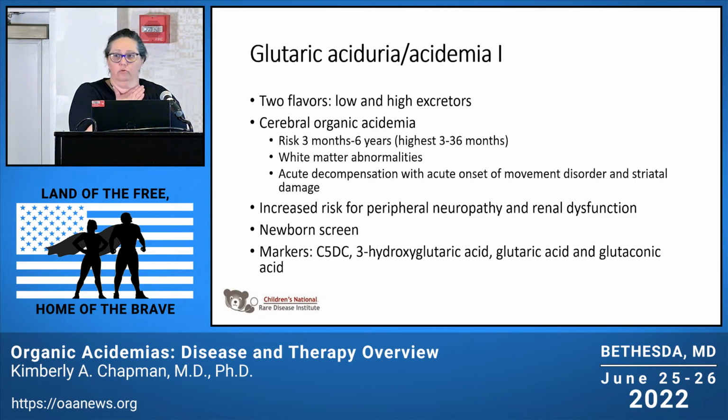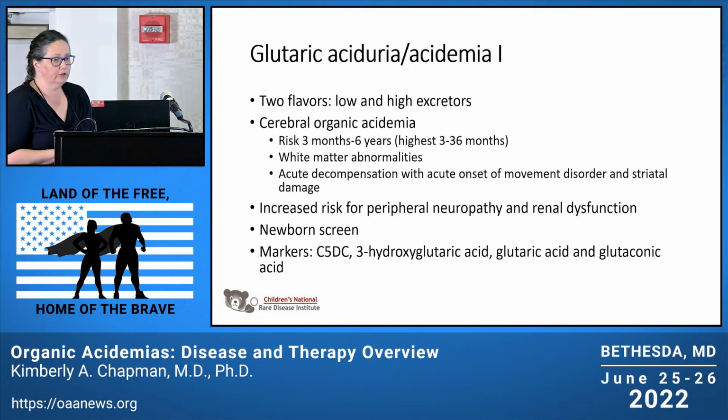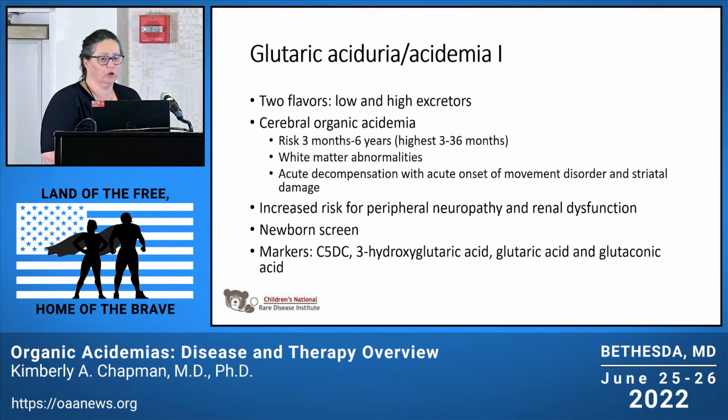GA1. I'm going to take a second to do this. There's 2 flavors of GA1, so it makes it incredibly hard when you get newborn screen. There's the low excretors and the high excretors. This is a cerebral organic acid, or so we thought. There is a risk at 3 months to 6 years of developing sudden and chronic white matter abnormalities and acute decompensation with acute onset of movement disorder and striatal damage.